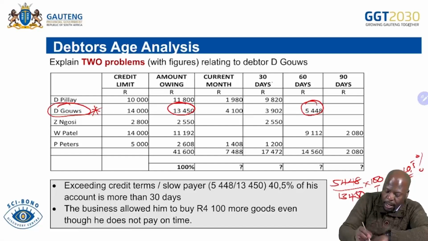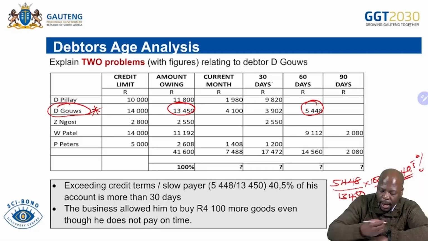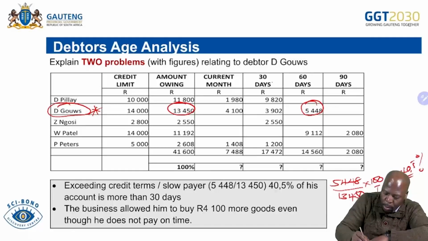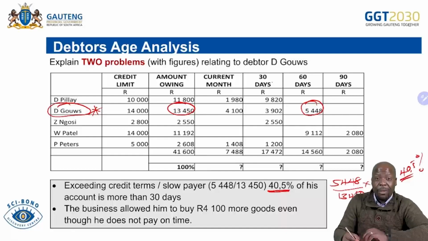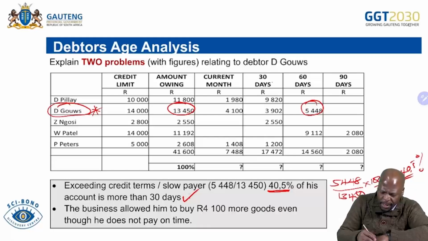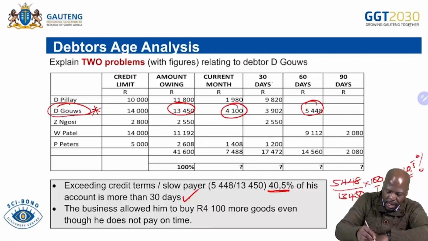Okay, you can either write it as figures here to say 5,448 is owing beyond the 30 days. Or you can show it more preferably as a percentage to say 40.5% of his account is falling on more than 30 days. Problem number two, the business has allowed him to buy for 4,100, which is the current, even though he does not pay on time.